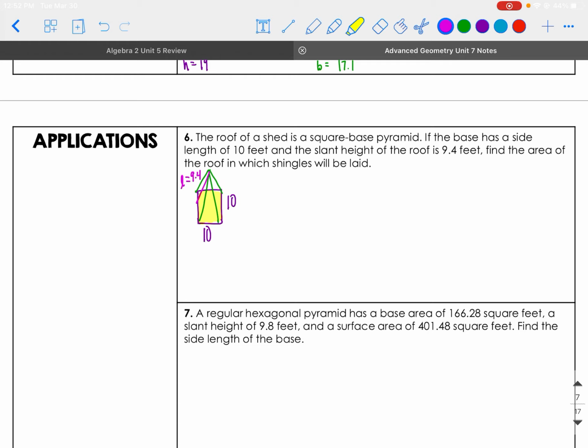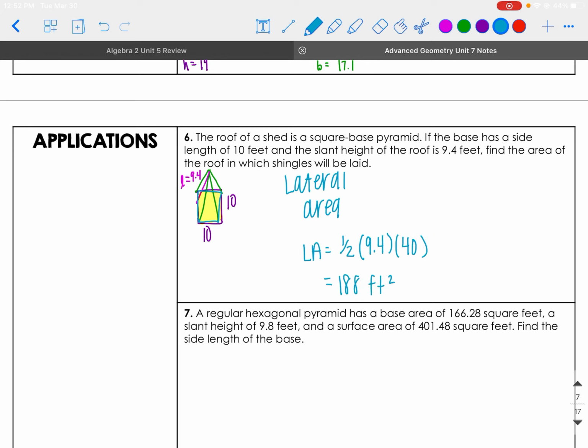It's inside. So this one, we only need, well, the lateral area. Remember, the lateral area doesn't include the base. And we don't need the base because we don't put shingles there. So lateral area is half times our slant height times the perimeter. So we have 4/10 of 40. And we get 188 square feet.